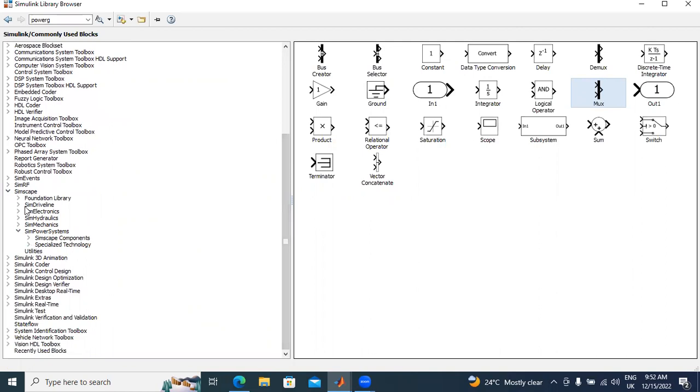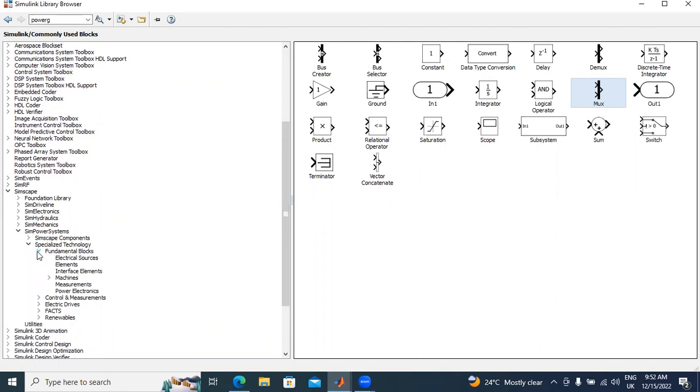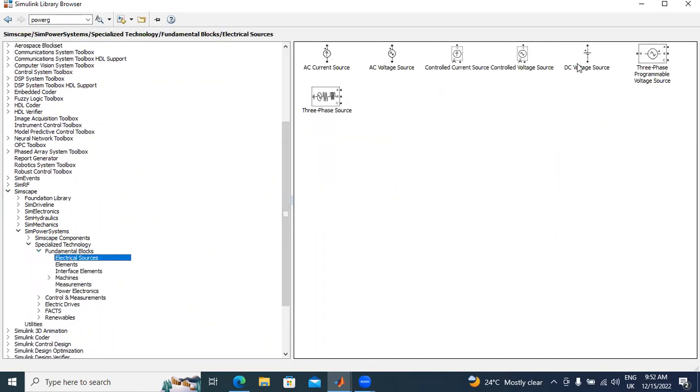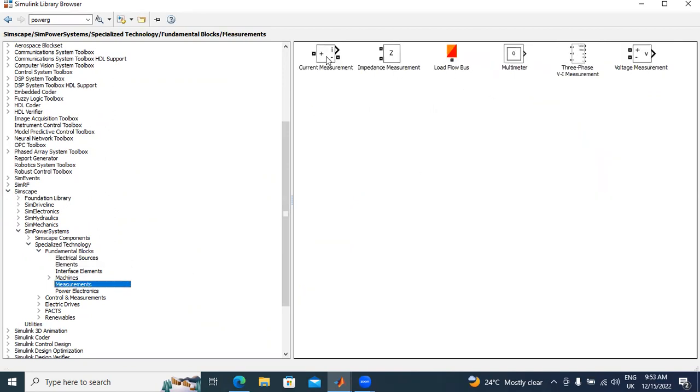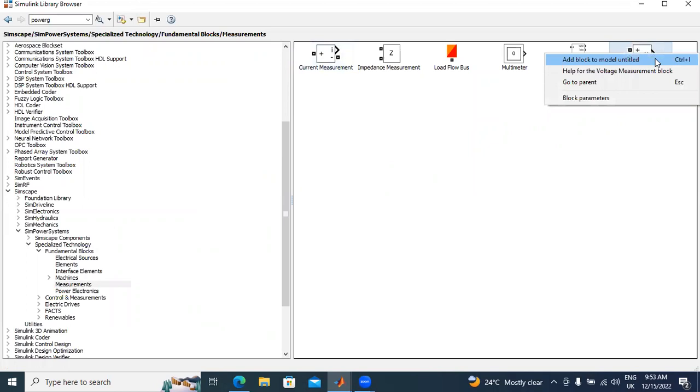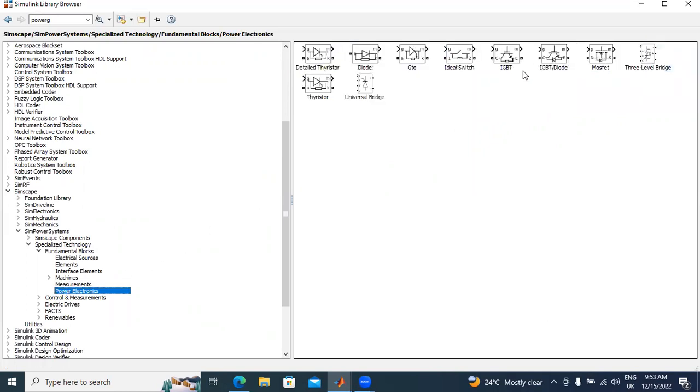I will go to Simscape. In Simscape, I will click here power systems. In power systems, I will go to specialized technology. In specialized technology, I will take one voltage source. In elements, in fundamental elements, I will take one RLC branch. I will take one voltage source. In power electronics, I will take one IGBT switch.